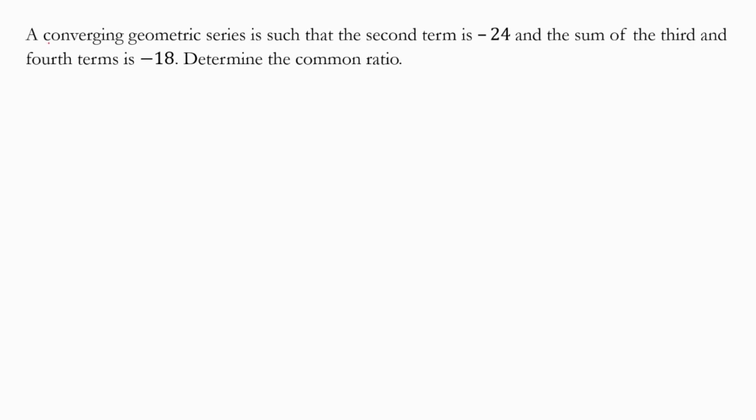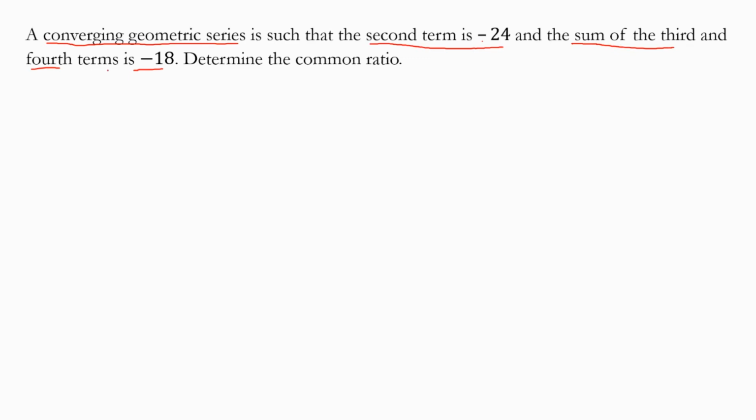A converging geometric series is such that the second term is negative 24 and the sum of the third and fourth term is negative 18. Determine the common ratio. If you check here, we're given two pieces of information. We're given information about the second term and the information about the sum of the third and fourth term. So we can create two equations using these two pieces of information.